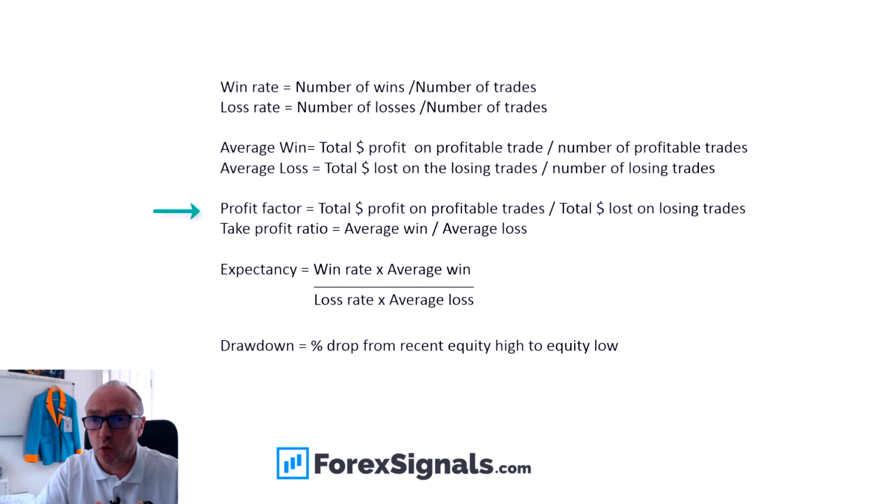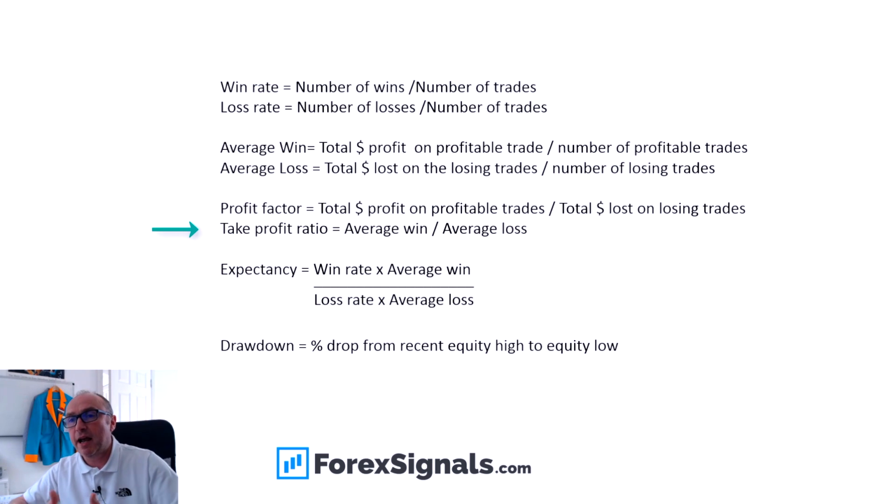The profit factor and the take profit ratio are the next two metrics here, very important. The profit factor is the total dollars of profit on the profitable trades divided by the total dollars lost on the losing trades. You'll see that on the software in a moment, very important. Then we've got the take profit ratio, which is the average win divided by the size of the average loss. Again, pretty much the same information as the profit factor. This information we use on our Excel spreadsheet, so you need to know how you can work that out.